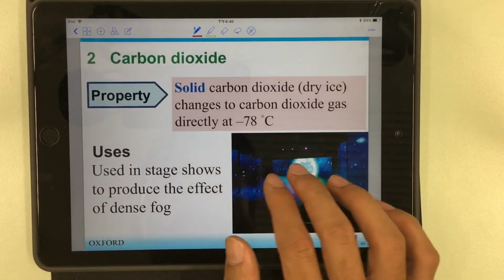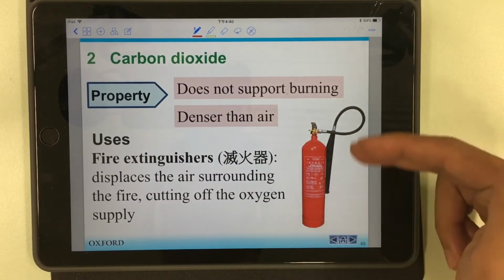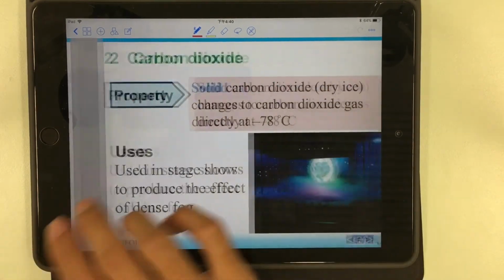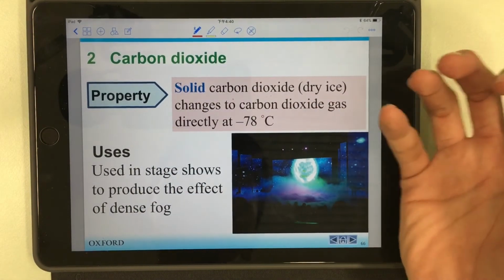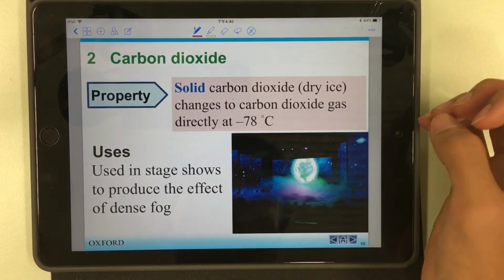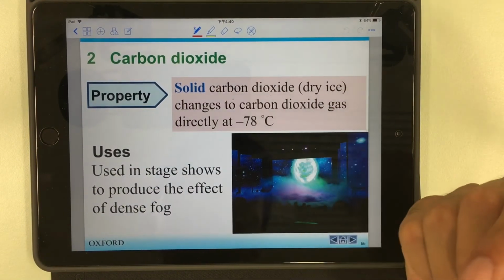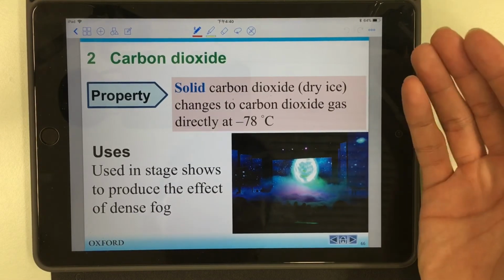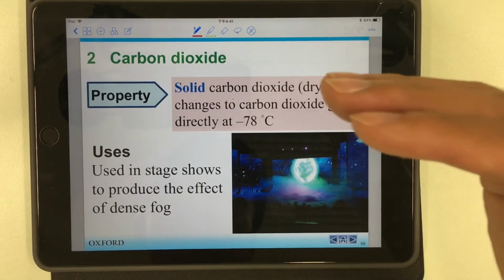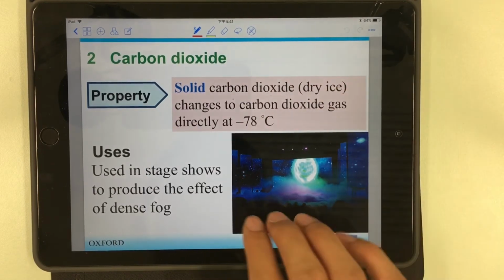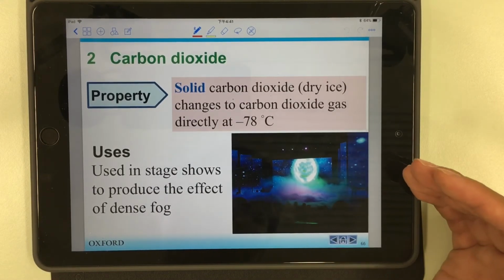The third one is the same as carbon dioxide. We have the gas state of carbon dioxide, and we have a solid state. If it becomes a solid, it is called dry ice. Dry ice is actually solid carbon dioxide. It changes to carbon dioxide gas at -78 degrees C. If you bring dry ice onto a stage, we can create some dense fog, and because carbon dioxide is much denser than air, it sinks to the bottom of the stage and creates different visual effects.